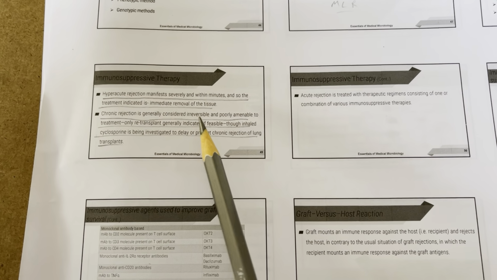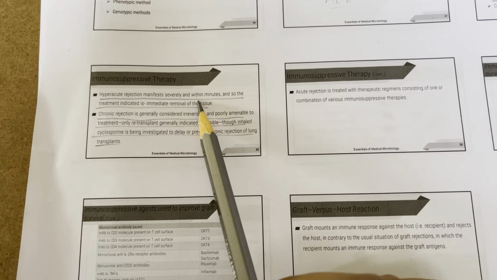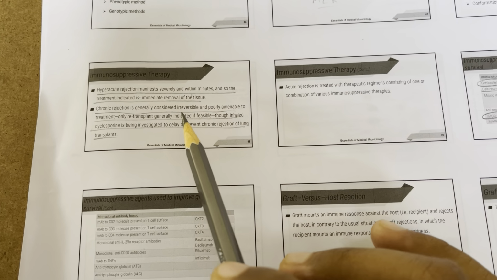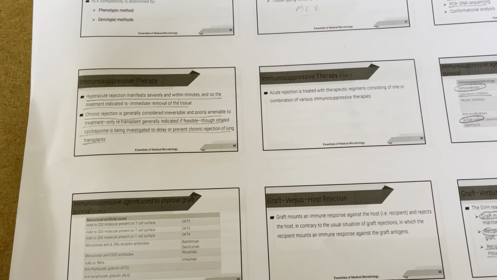Next, immunosuppressive therapy. So hyperacute rejection manifests severely and within minutes. So the treatment indicated is immediate removal of the tissue. Chronic rejection is poorly responsive to treatment. And immunosuppressive therapy can be used sometimes.